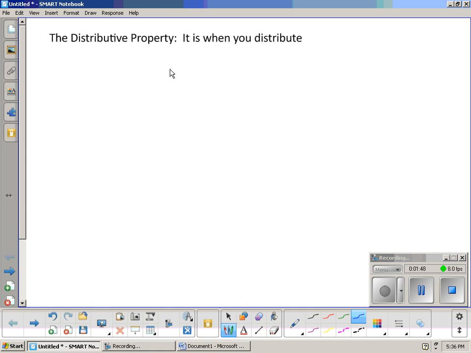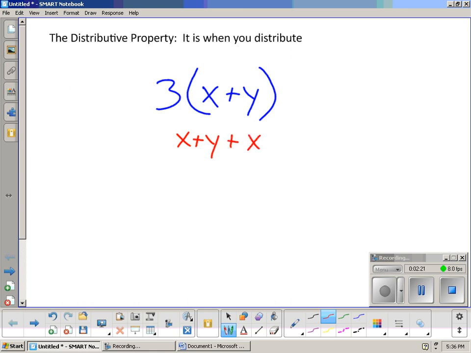Now, this is when the distributive property comes in. If I've got 3 standing next to the parentheses, you've got to remember that's multiplication. And then I've got x plus y inside the parentheses. Now, with combining like terms, that x and y cannot be added together. Okay? So one way you could look at it is this is 3 sets of x plus y, just like 3 seconds ago when I had 3 times 6, it was 3 sets of 6. So you could rewrite this as x plus y, that's one set, plus x plus y, that's a second set, plus x plus y, that's my third set.